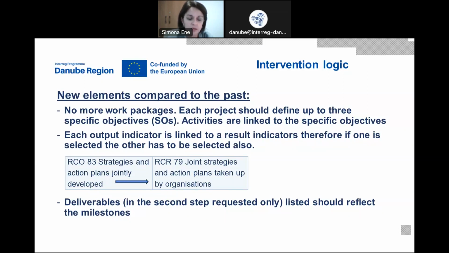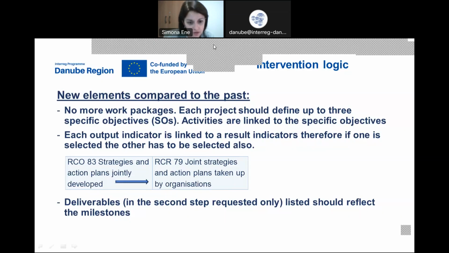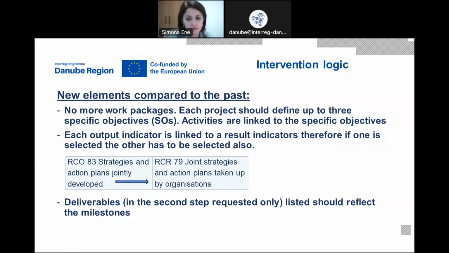Another thing that we would like to highlight, even though in GEMS, in the first step, it is not requested, so in the expression of interest, you do not have to define deliverables, but for the second step, of course, we will ask for them. The concept will be a bit different because we consider that deliverables are more milestones. So we are not expecting, like in the past, to include every minute of the meeting and every minor thing that is achieved by the project.